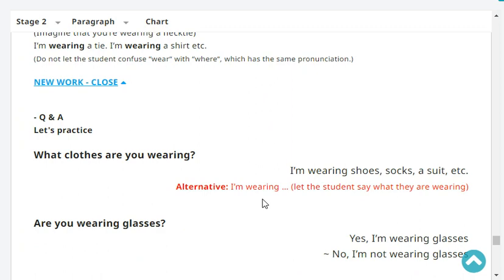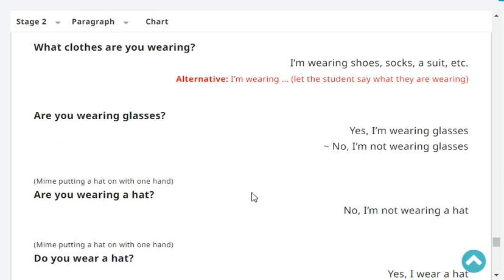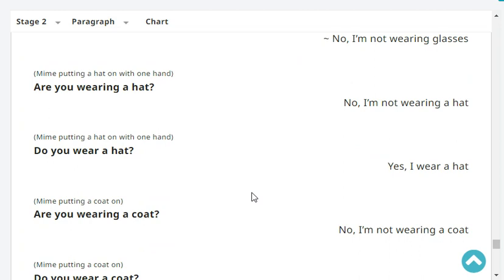Okay, so I'm not wearing any glasses. Let's practice. What clothes are you wearing? I'm wearing shirts. Very good. And pants. Very good. Are you wearing glasses? Yes or no? No, I'm not wearing glasses. Very good. Are you wearing a hat? No, I'm not wearing a hat.